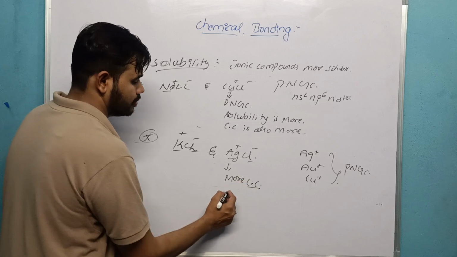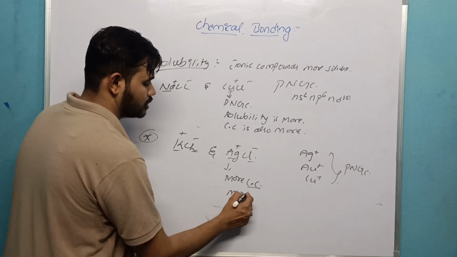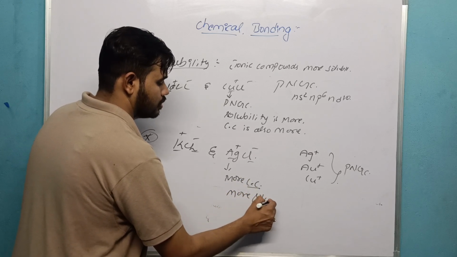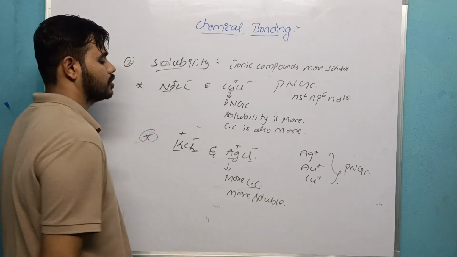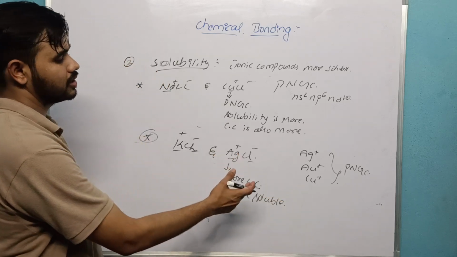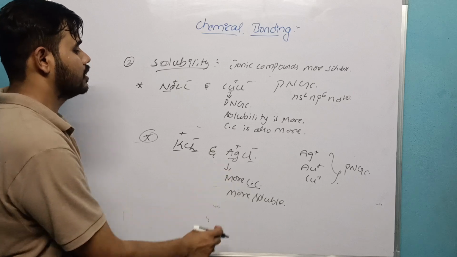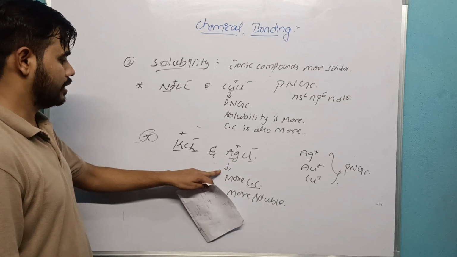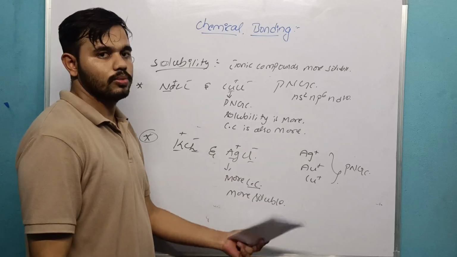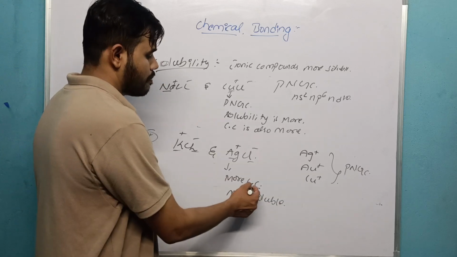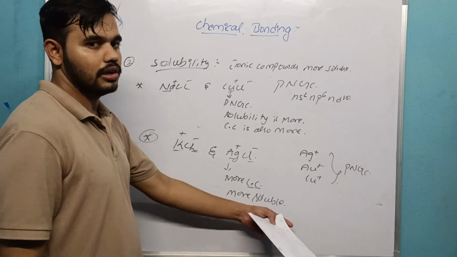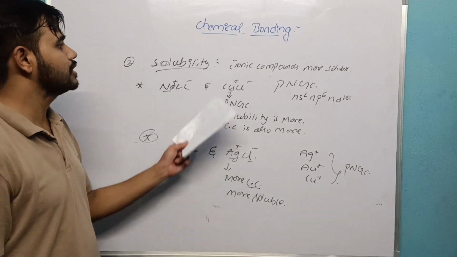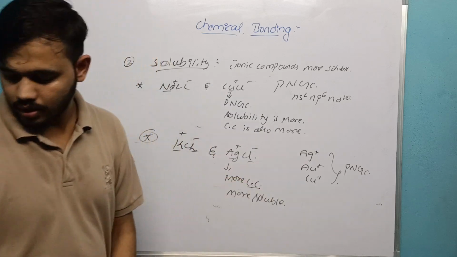More covalent character means more soluble. That is, solubility is more. Here silver Ag plus, or Au plus, also obeys pseudo noble gas configuration. So more covalent character means more soluble. These are a few examples regarding solubility.